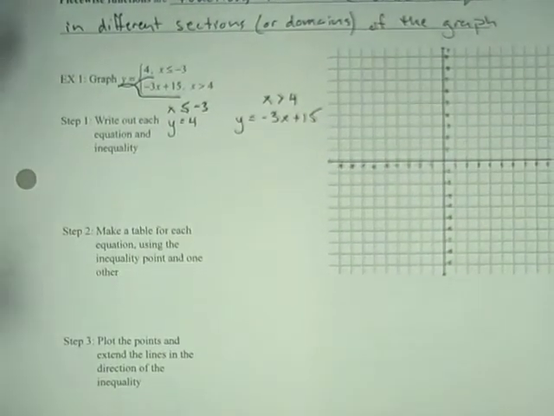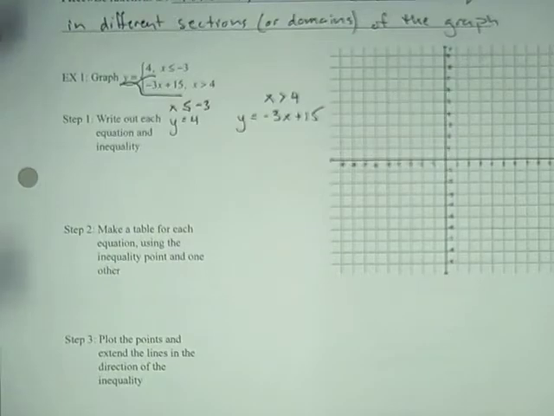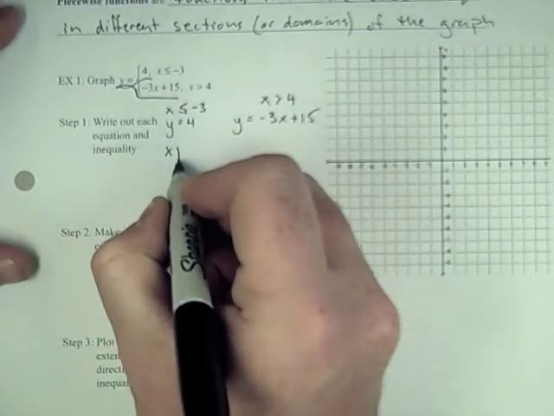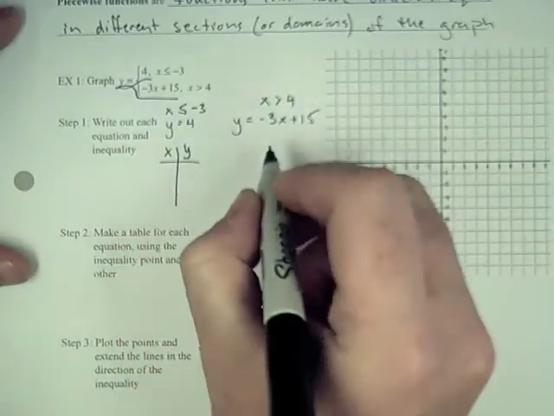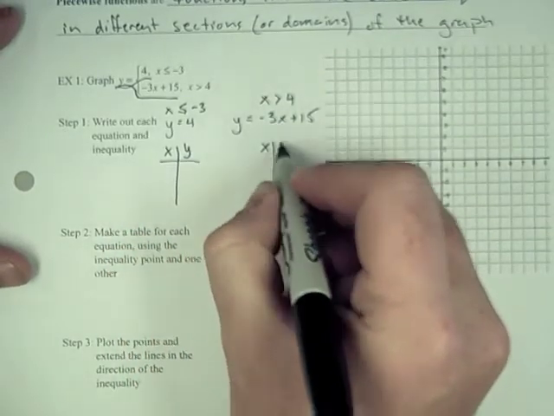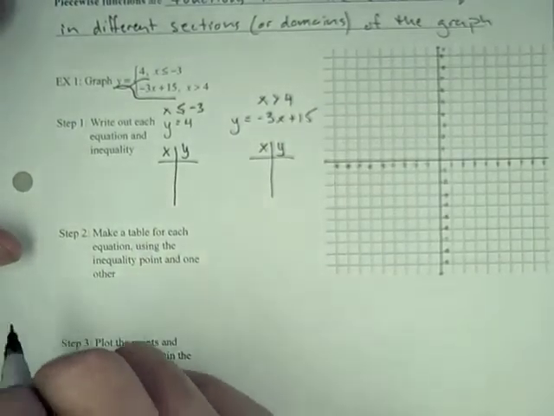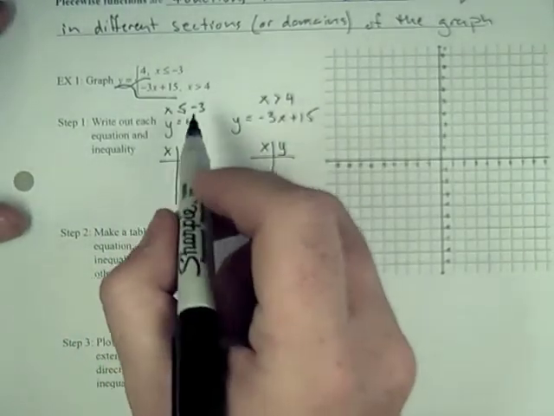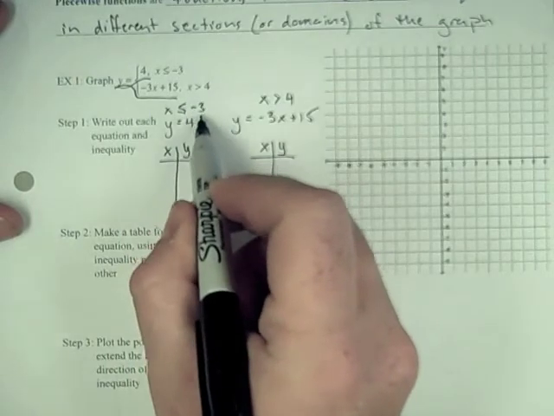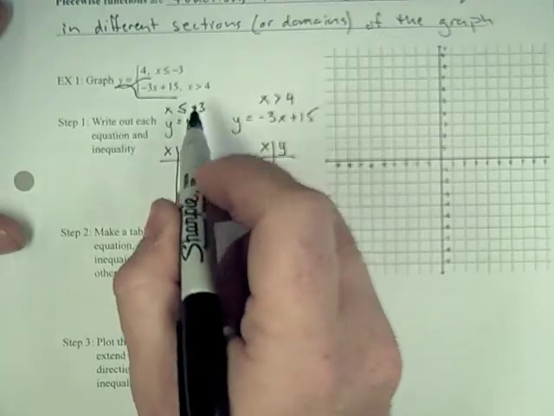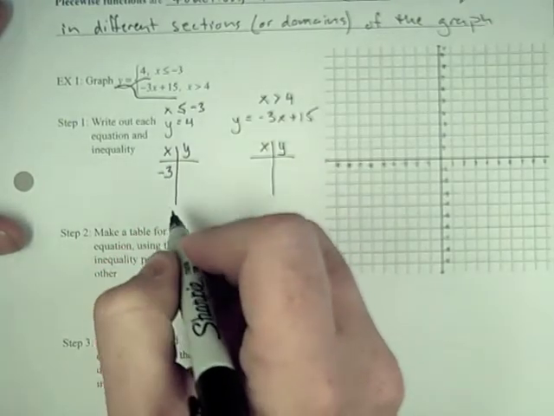Now that we have both equations written out, we need to make a table in order to graph them. And I'll go ahead and start here. So x and y, x and y. When I have a table, I need to pick some x values. The first x value you should pick is always the one from your inequality. So we have x is less than or equal to -3, pick -3 as your first x value.